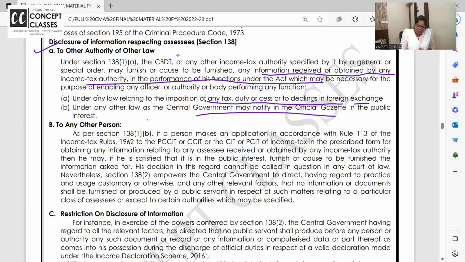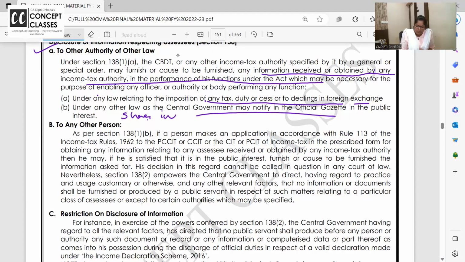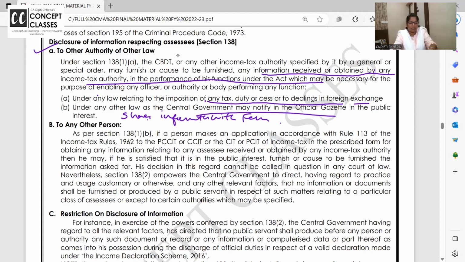Yes. Example लिख दो. Share information with FEMA. Are we required to do so? Is it necessary to share the information with other authorities? Yes. If it is required, you have to do.